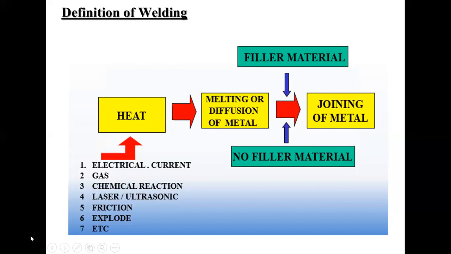Basically, by generating the heat, we are going to melt or diffuse our base metals, and that will join our metals. And here also there is an option for the filler metal. We can use the filler metal, or there is an option not to use the filler metal. It will depend on which type of welding process we are going to prefer.